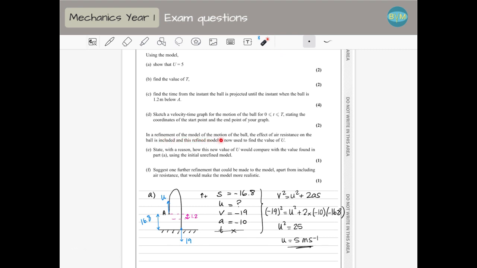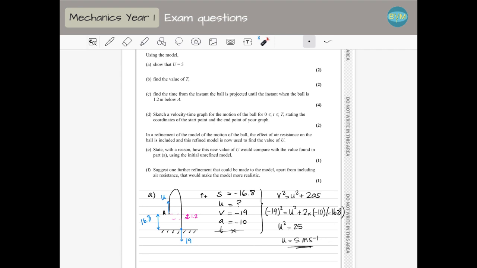Then in a refinement of the model of the motion of the ball, the effect of air resistance on the ball is included, and this refined model is now used to find the value of u. State with a reason how this value of u will compare with the initial one. This question is tricky, and there is an examiner report talking about it because it keeps coming out and everyone makes the same mistake. You think if you include air resistance, the velocity will be slower, so the ball will move slower because it has to overcome an air resistance that I wasn't considering before.